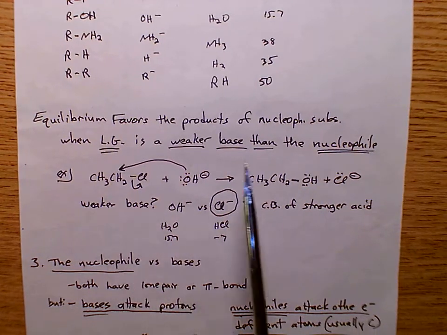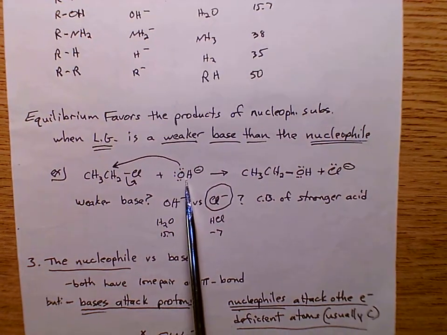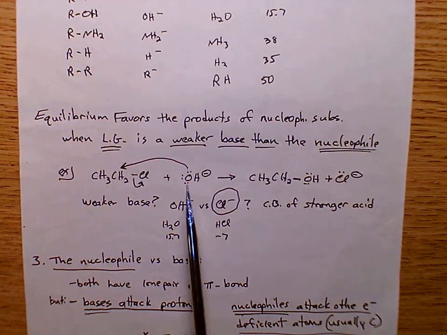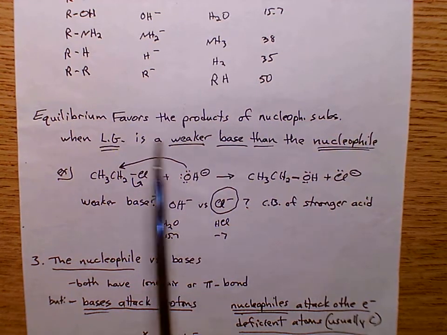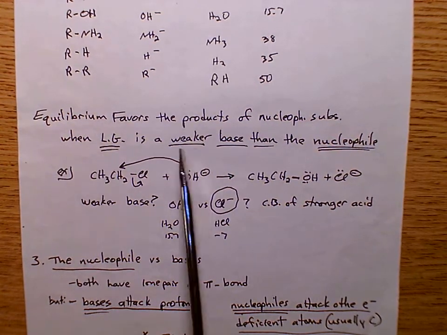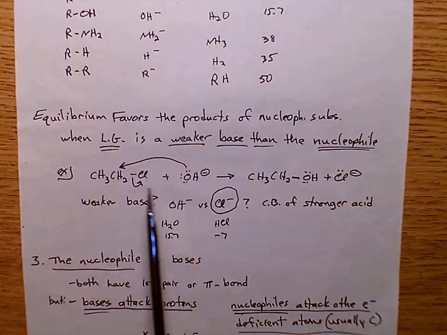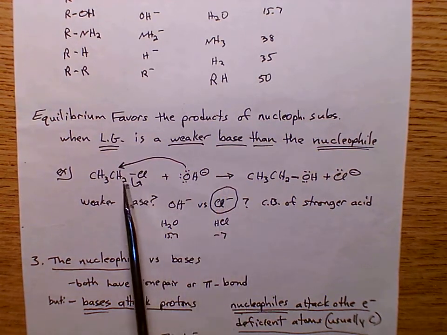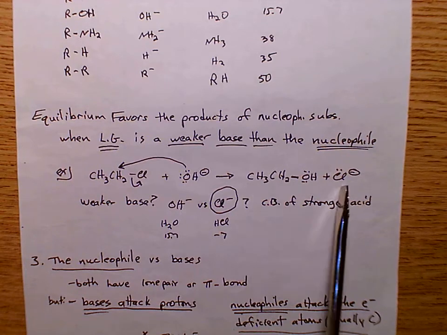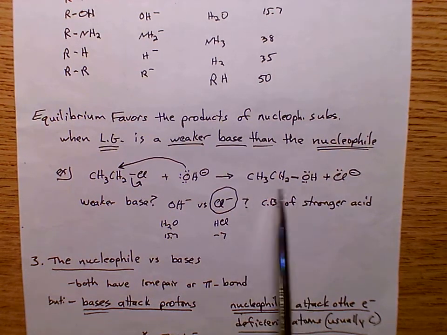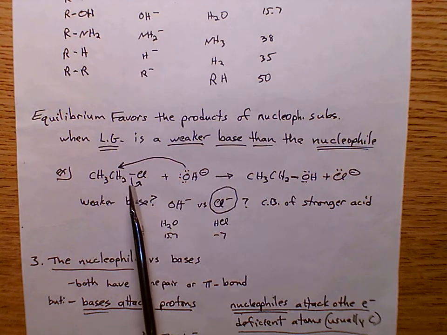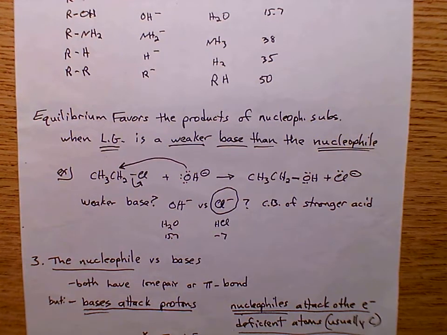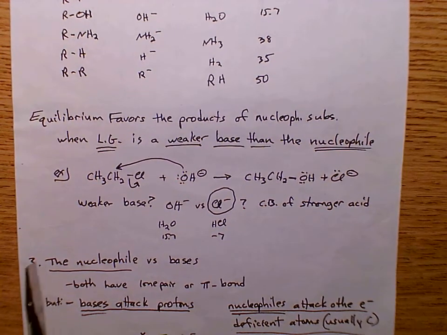So, when we look at this, we find out hydroxide is a strong nucleophile. Chloride is a very weak nucleophile. Hydroxide's a strong base, chloride's a very weak base. Equilibrium favors it when the leaving group is a weaker base than the nucleophile. So the leaving group here being chloride and the nucleophile being hydroxide means that these are going to be the reactants and the products are over here. The products are going to be the alcohol and the chloride because chloride makes a good leaving group. If we try to run the reverse reaction, hydroxide, very poor leaving group. All right.